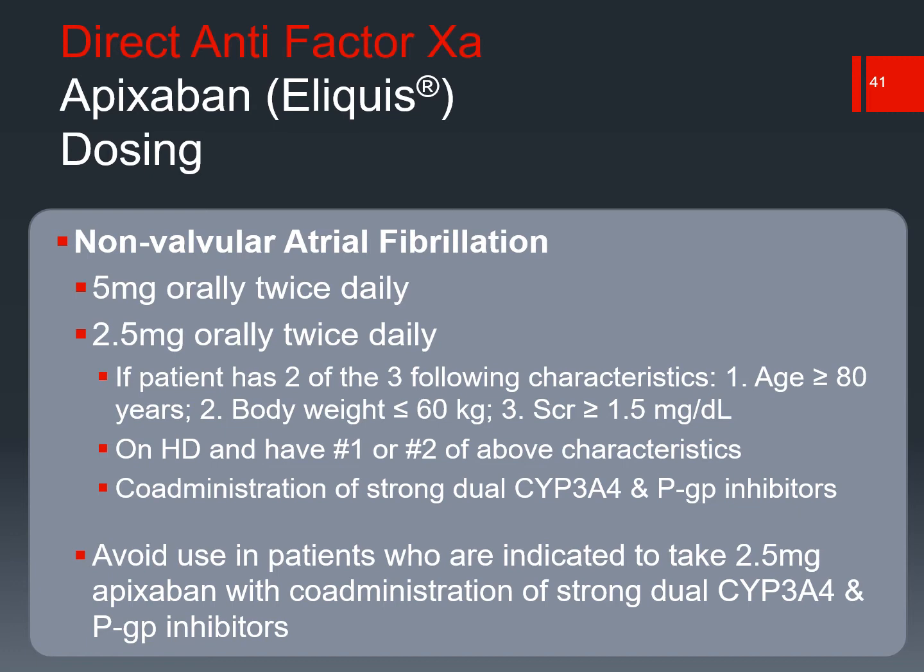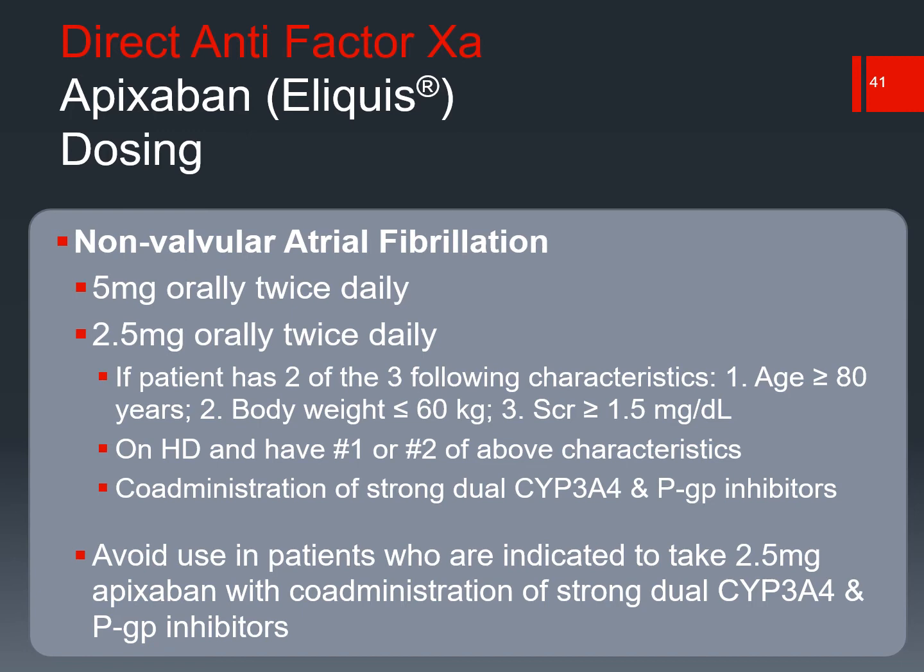So for apixaban, we see first the most commonly prescribed indication is for non-valvular atrial fibrillation. Atrial fibrillation is a condition in which the patient would be at increased risk for stroke. In order to reduce their risk for stroke, we thereby anticoagulate them with fixed dosing.